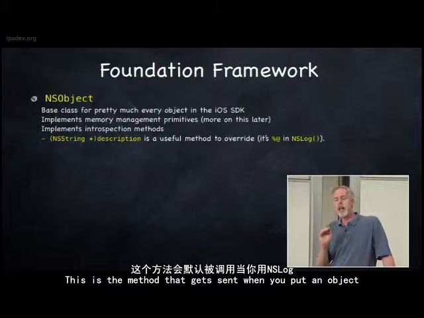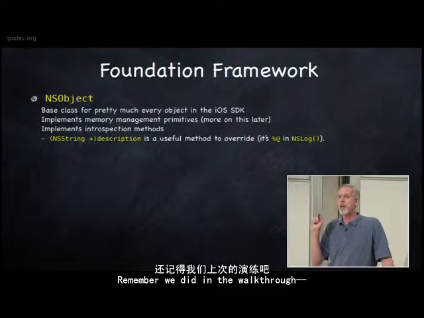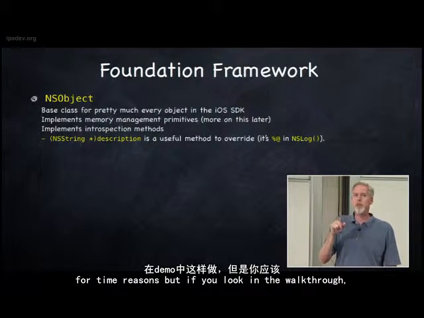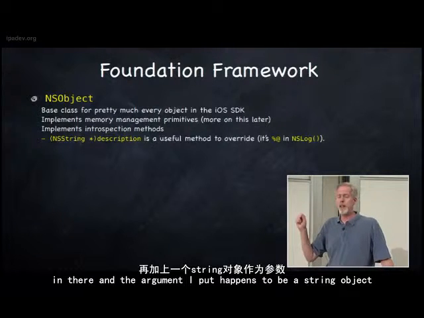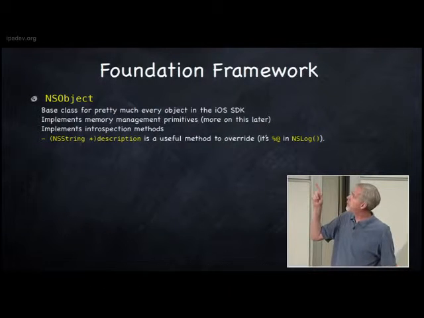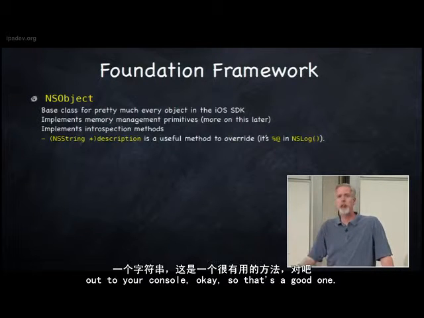This is the method that gets sent when you put an object in an NSLog or any printf-like thing with a %@ sign. Remember, we did this in the walkthrough. Actually, I don't think we did it in the actual demo for time reasons, but if you look in the walkthrough, somewhere in the middle, I do NSLog and put a %@ sign in there. The argument I put happens to be a string object, but you can put any object there, just make sure that object implements description. And that'll be the string that gets printed out to your console.